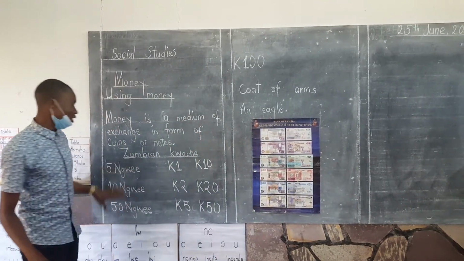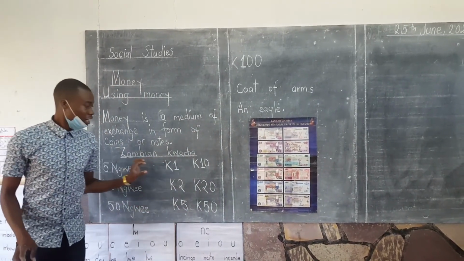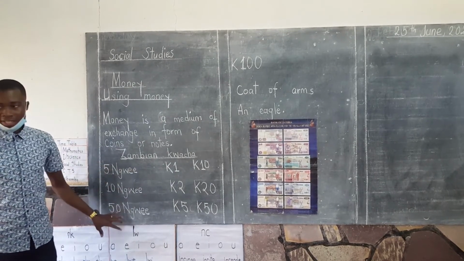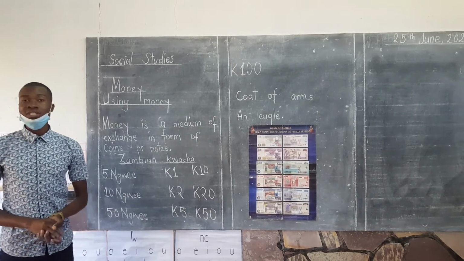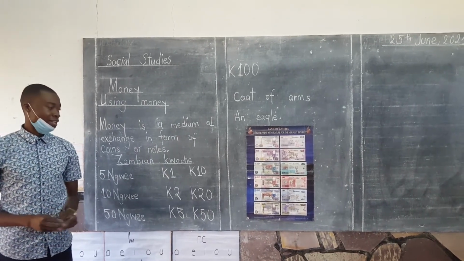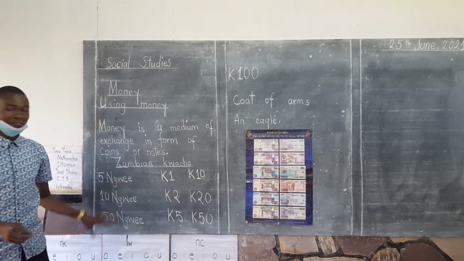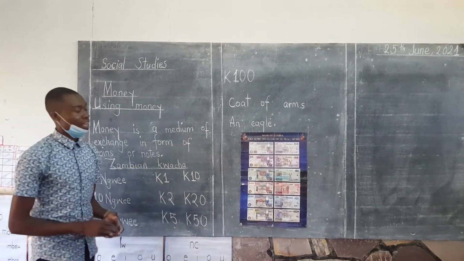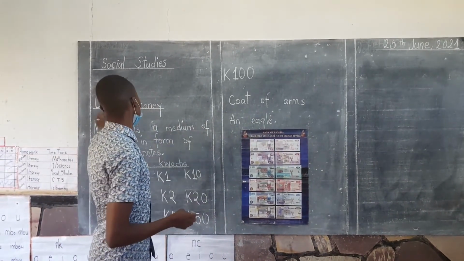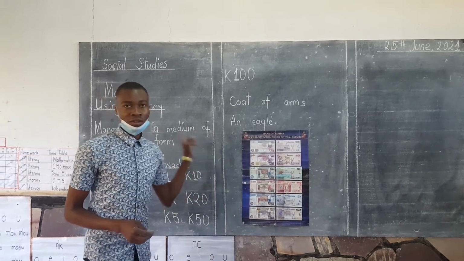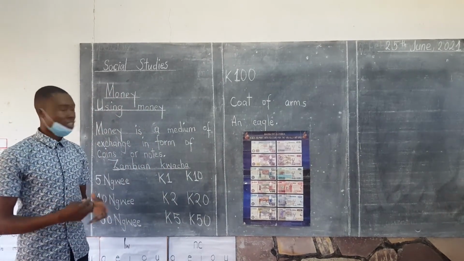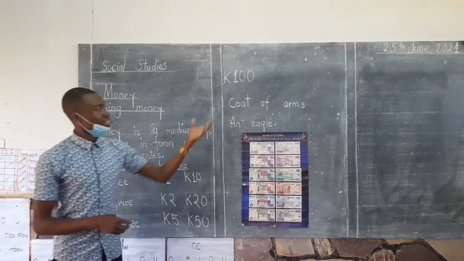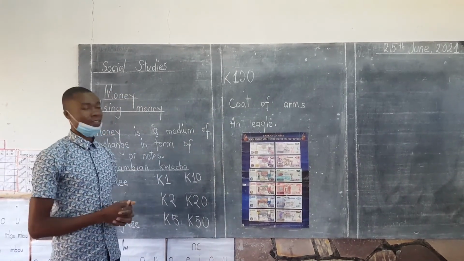Then we also looked at some of the coins as well as the notes that are used in Zambia. So these are the notes, then we have coins. Then we cannot just go direct into using money without knowing what money is and how it looks. So that is all about money.